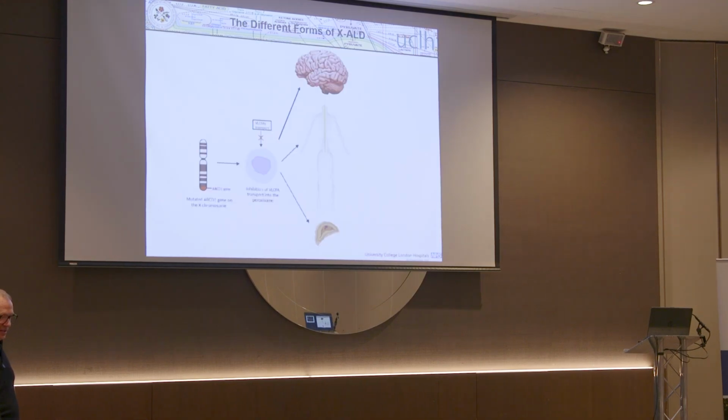Now, I was asked first to start with the different forms of ALD as much as I can. Stefan next door alluded to this a little bit. All the forms of ALD are caused by mutations in the ABCD1 gene on the X chromosome. But that one mutation can lead to all sorts of different clinical outcomes, and one mutation in the same family can lead to different clinical outcomes in different people. The gene codes for a protein that we find in the membrane of peroxisomes in cells. So what are peroxisomes?